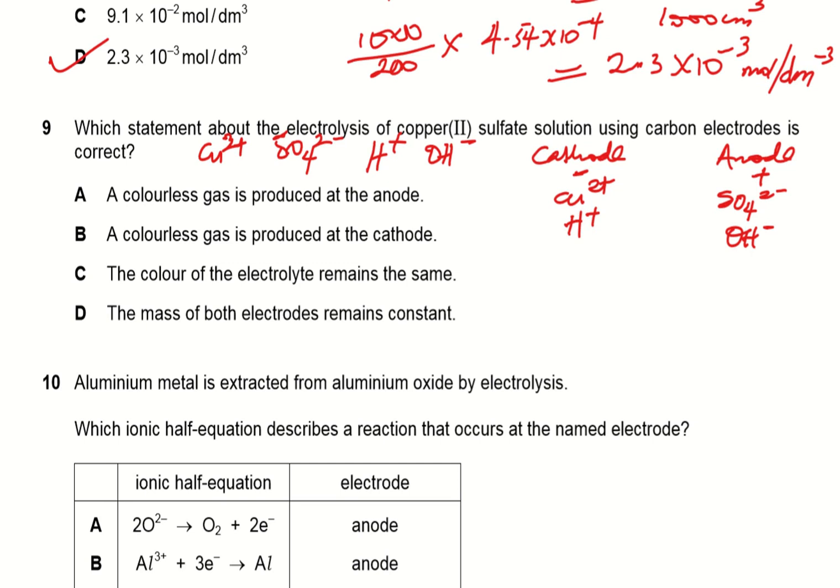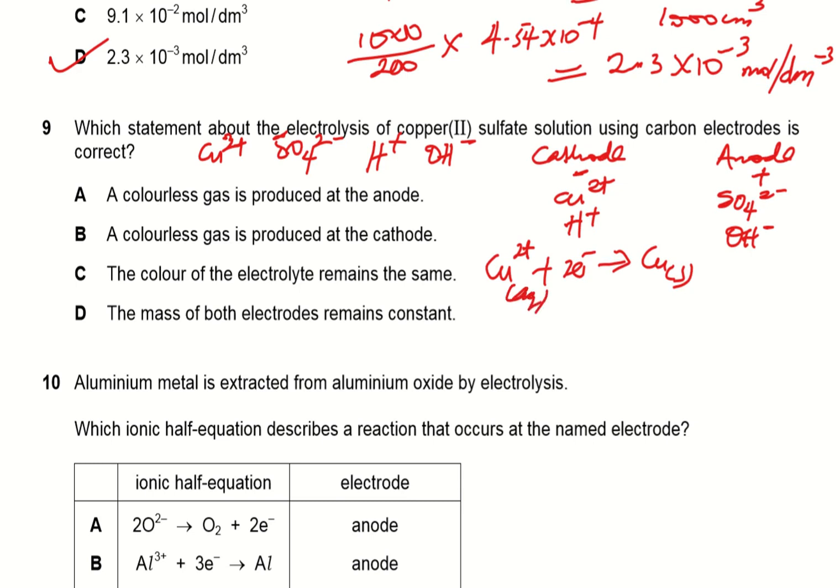So in this case, copper is lower than hydrogen in the reactivity series, so copper will be discharged in preference to hydrogen. So the lower the positive ions are in the reactivity series, the easier their preferential discharge. So copper will be discharged. If copper is discharged here, that means copper is going to gain two electrons to form solid copper metal from aqueous copper here.